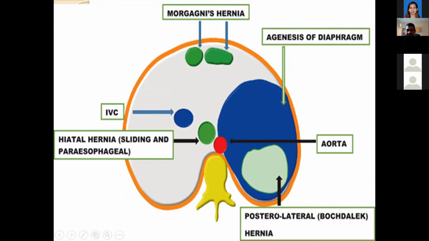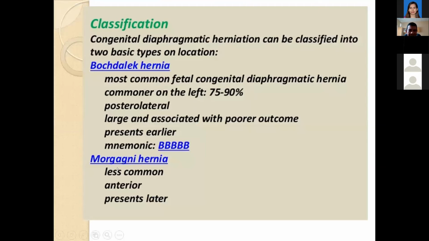The common types of hernia in the diaphragm area, in the superior part of the abdomen, are Bochdalek hernia and Morgagni hernia. Sometimes you get hiatus hernia, where the patient presents with recurrent gastritis. So when you investigate further, the patient has a hiatus hernia. Bochdalek hernia is most common, as I mentioned. These two types of hernia are common. Bochdalek is most common, about 70 to 90%.